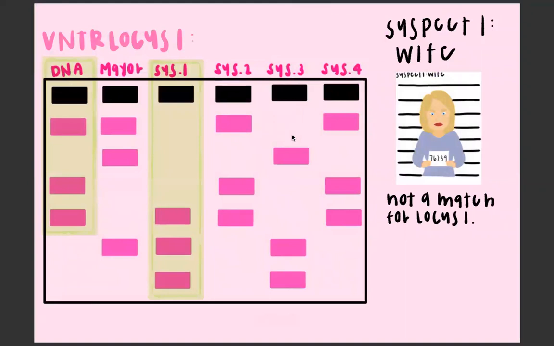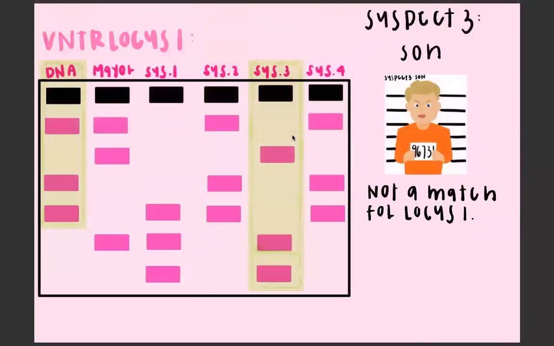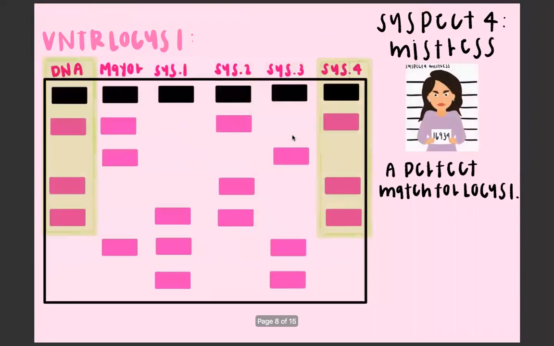Looking at locus 1 for suspect 1, we see she only has 1 match out of the 3. We are looking for a full match so we can potentially cross her off our list. Suspect 2, however, matches all 3 of our DNA evidence boxes, so she won't be crossed off the suspect list. Suspect 3 isn't a match for any of our DNA evidence, and he can be crossed off. Suspect 4 is also a perfect match for the evidence found at our crime scene.